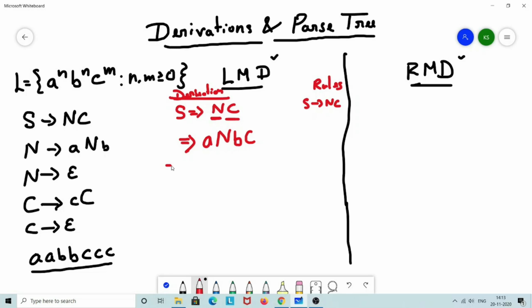Still I didn't get the valid string that I wanted, right? In this case also I have two non-terminals appearing. So which one should I substitute? Again I have to substitute the one that is leftmost. I have N and C. Among these two, the leftmost is N, right? So I will again replace N with aNb. Here I applied the rule N gives aNb, the same rule. So a will be written as it is, and this N will be replaced as aNb, and C will be written as it is.